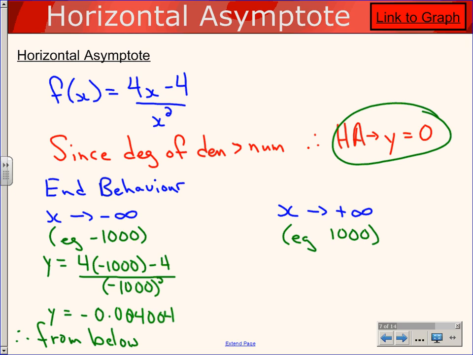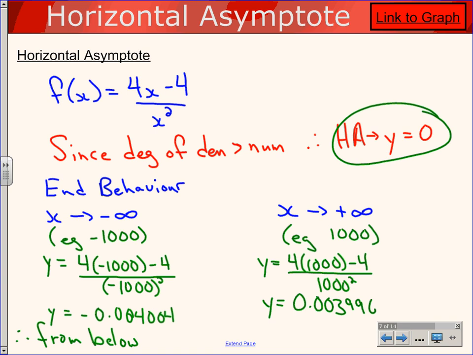If I go to the other side and we sub in the 1,000, same trick, sub in the 1,000, and we still get a number really close to 0, which we should, right? We knew that the asymptote was 0. We should be getting closer and closer to it. But this time I get a number that's a little bit bigger than 0. And so we must be approaching the asymptote from above it this time.